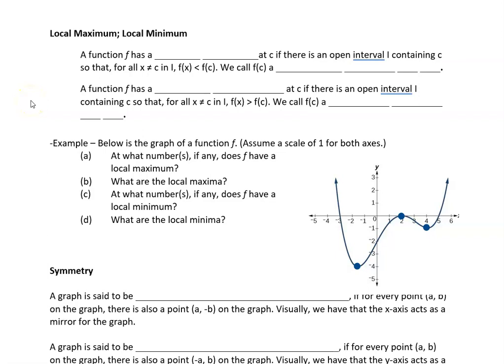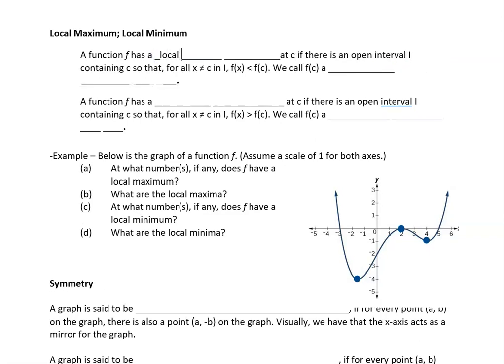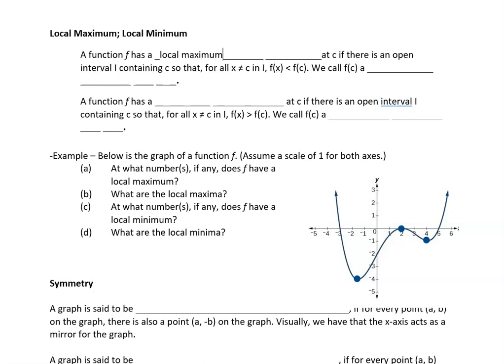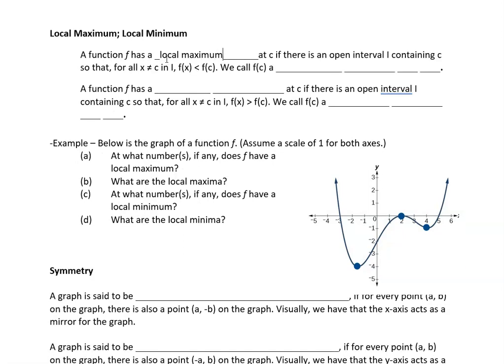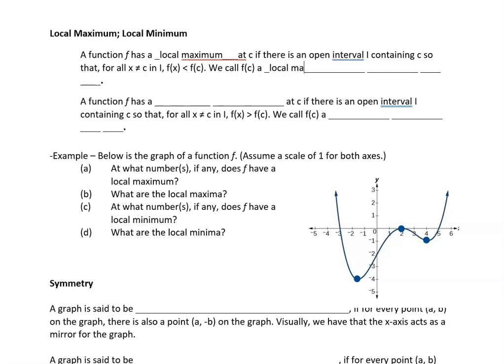In this video, we're going to discuss how to find the local maximums and local minimums, also known as the relative maximums and minimums of a function and its graph. So a function f has a local maximum at c if there is an open interval I containing c, so that for all x values not equal to c in said interval, f of x is less than f of c, and we call f of c a local maximum or local max of f.